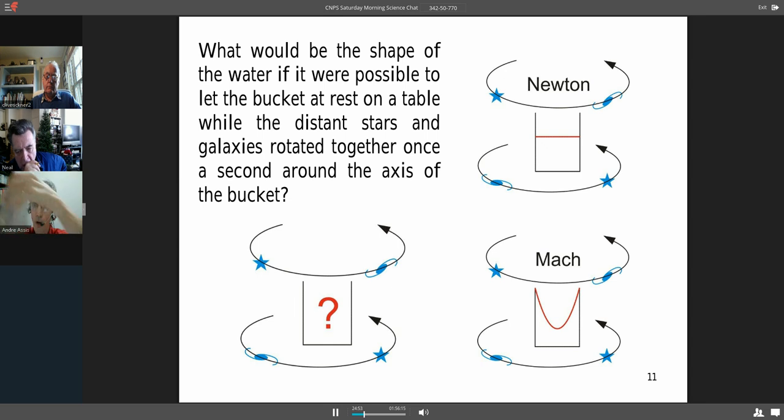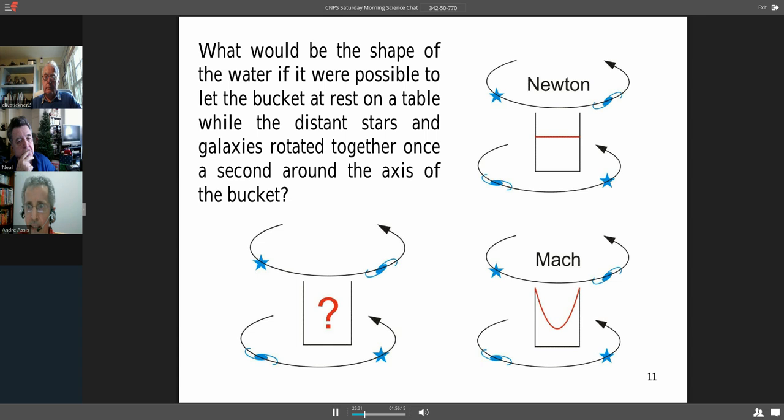So now I will leave the bucket here at rest, and only the stars and galaxies will rotate around the axis of the bucket. What will happen to the water inside? No one knows. We will never know, because this is a Gedanken experiment. We cannot perform it. But we can distinguish theoretically what would happen according to Newton and to Ernst Mach.